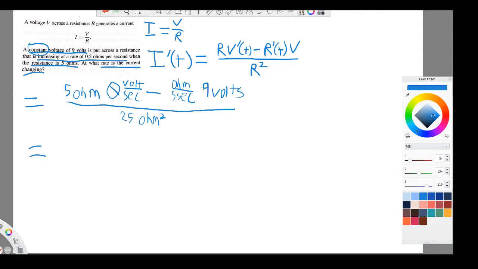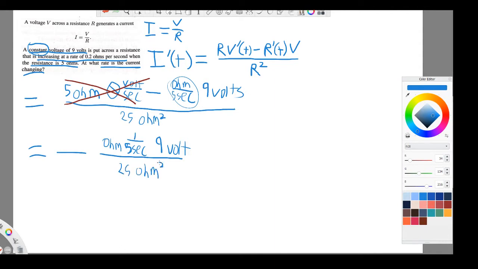Because V prime is 0, this term actually cancels out, because anything times 0 is just 0. So we only have to deal with this term here. That simplifies to negative, and I'm going to split this term up into 2. So that's negative ohms times 1 over 5 seconds times 9 volts divided by 25 ohms squared.